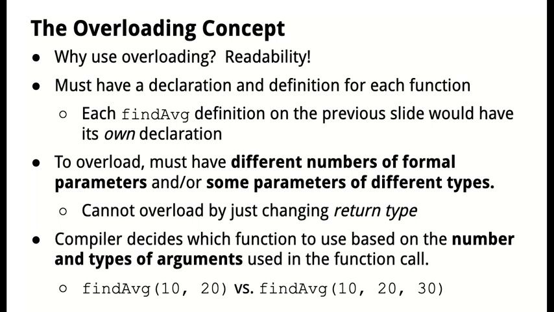And again, at the heart of overloading is that you must have different numbers of formal parameters, or some parameters have to have different types. You can't overload by keeping the parameter list identical and just changing the return type of the function. Now the compiler decides which function it's going to use just based on the number of arguments in the function call. So if we did findAVG 10, 20, it would use the first definition we saw in that last example, and if we did findAVG 10, 20, 30, it would use the second one that was expecting three ints.